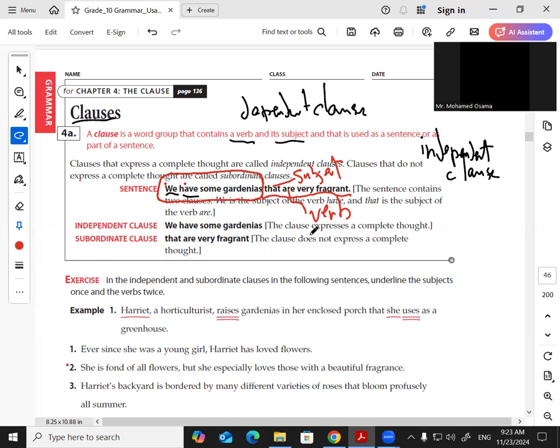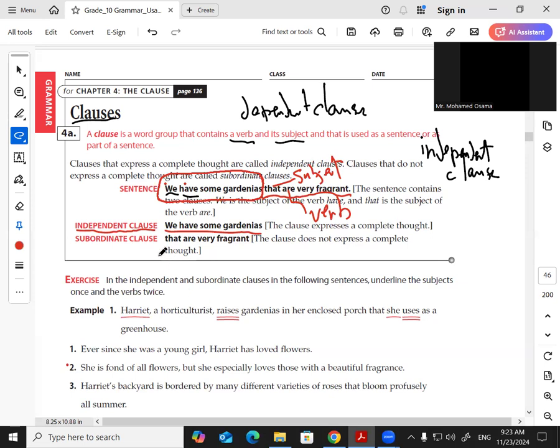It cannot stand alone. Accordingly, we call the first part an independent clause, which is "we have some gardenias." The word independent, by the way, means it can stand alone, or complete. For example, I can tell you good morning, we have some gardenias, and you received a complete idea from my side. But if I tell you good morning, that are very fragrant, you will tell me, what are you talking about? It's not a complete sentence.